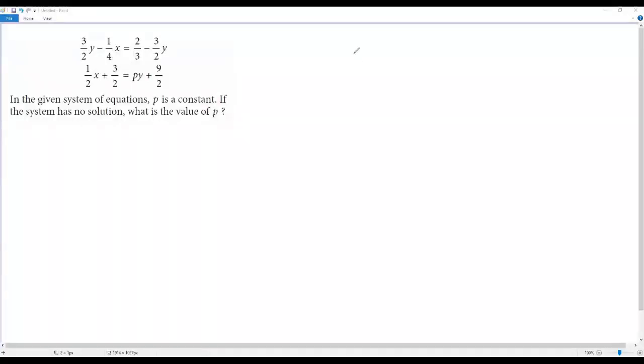Here we have a SAT math question. So let's go to the information. We have a system of two linear equations. In the given system of equations, p is a constant. If the system has no solution, what is the value of p?